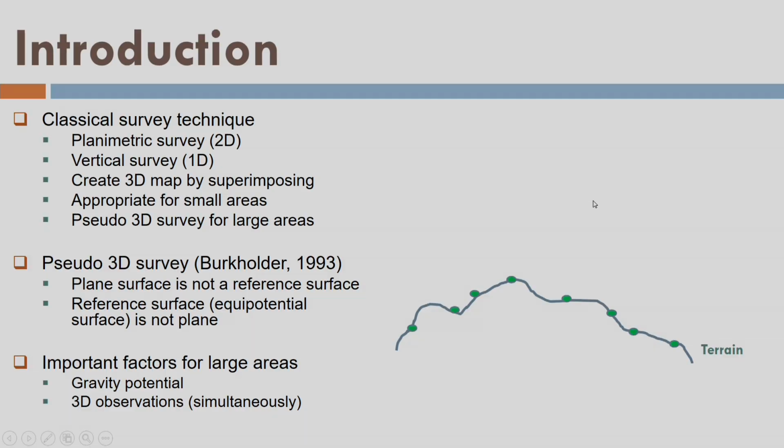We have already criticized the classical survey technique, but there are some aspects in it that we should first understand in order to modify our concepts. In classical survey, we first did the planimetric survey, that is, two-dimensional survey, and we created a map showing the XY position of different points on the surface of earth. On this screen, the terrain is shown by a green line where a few points are marked. Let us understand that I am trying to measure all these points.